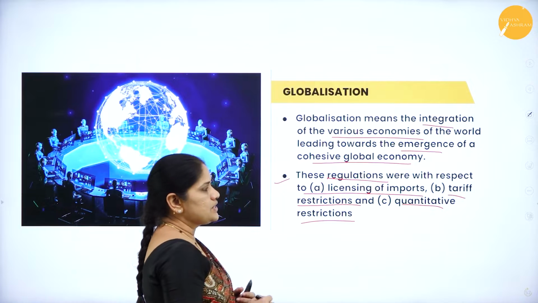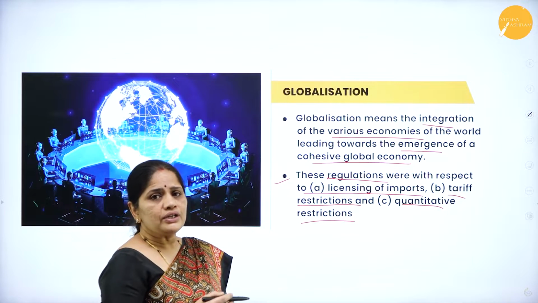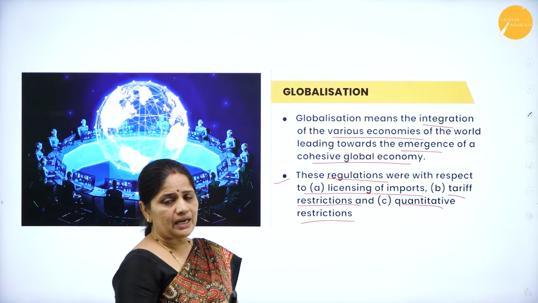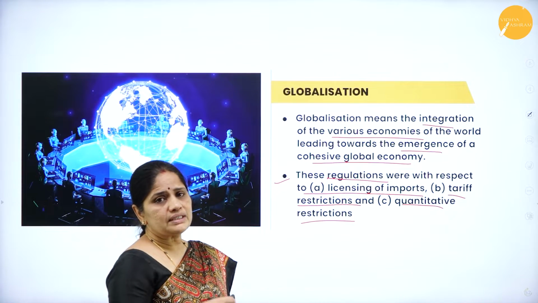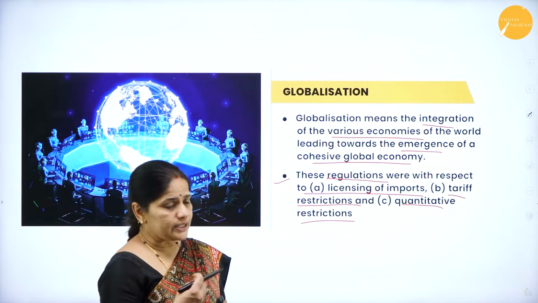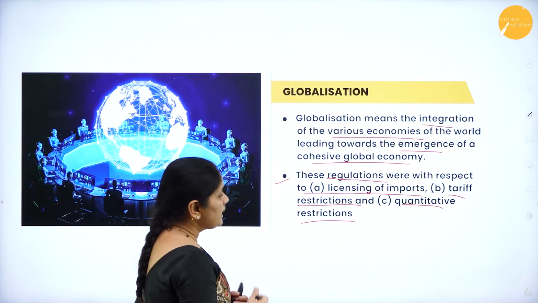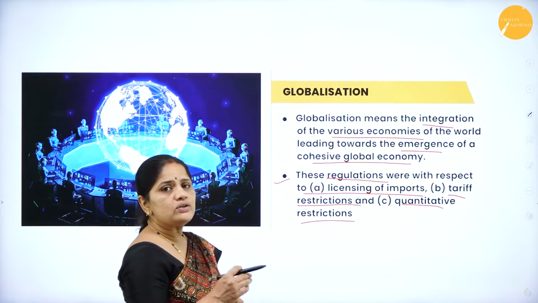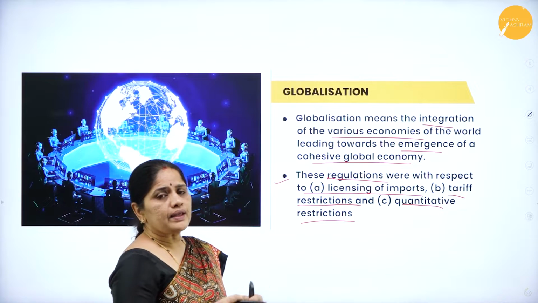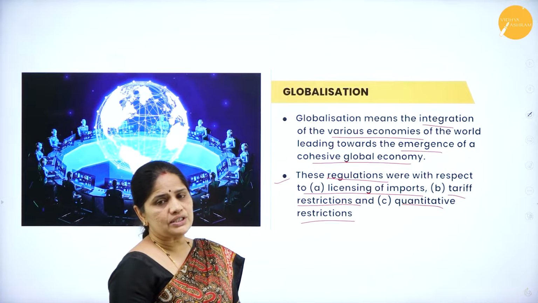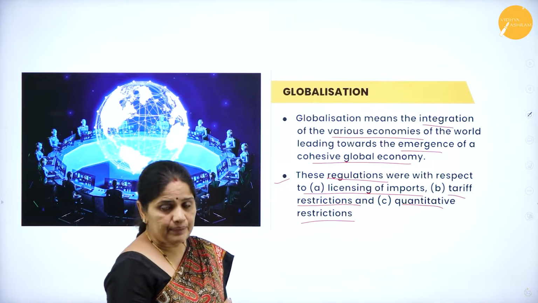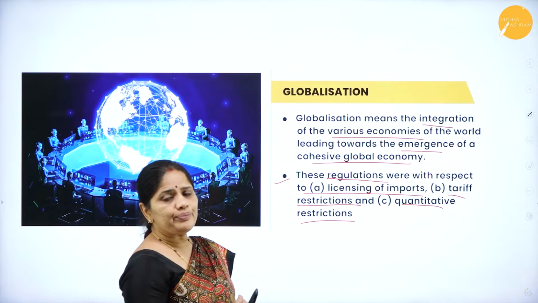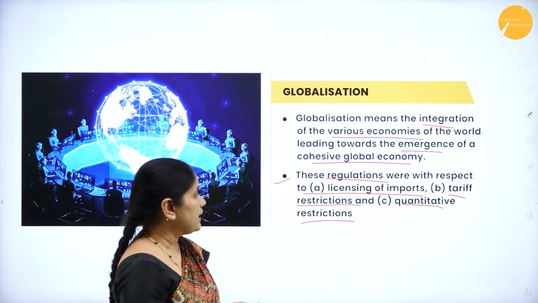Then, tariff restrictions. Tariff restrictions means you introduce some sort of fee for any imports we are getting from other countries or for the exports we are sending to other countries, and also quantitative restrictions. Now, what do you mean by quantitative restrictions? They used to impose a limit on the quantity you are importing or exporting. All these had to be under the control of the government.